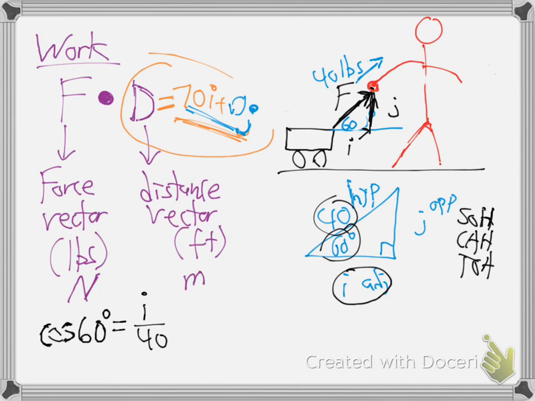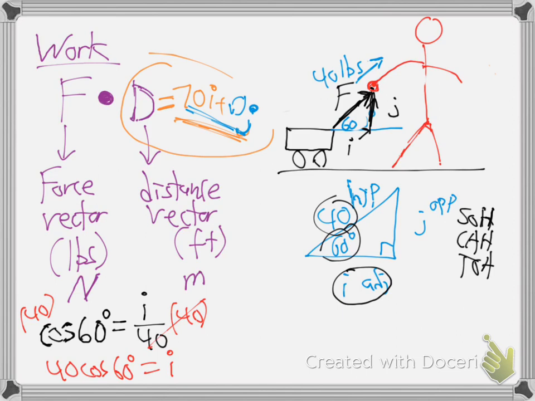Multiply by the 40, huh? Yeah, exactly. Multiply by 40. Cancels out. 40 cosine 60 is the I. The I is 40 cosine 60. So I found the I component.